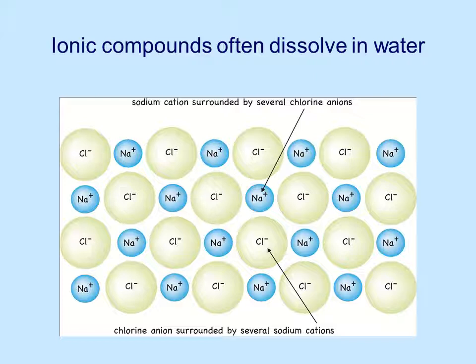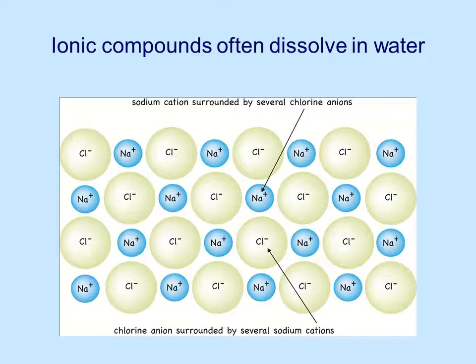Now, ionic compounds often dissolve in water. If we look at the structure of sodium chloride, we see that the sodium ions and the chloride ions are interspersed among one another. A sodium ion is surrounded by several chloride ions. Picture more chloride ions in front of the sodium and behind it. And the chloride ions are, of course, surrounded by the sodium ions. When water is added, the water surrounds both kinds of ions. We talked about that last week. So these things will dissolve in water very easily, and will no longer be sodium chloride, but sodium ions and chloride ions separately.